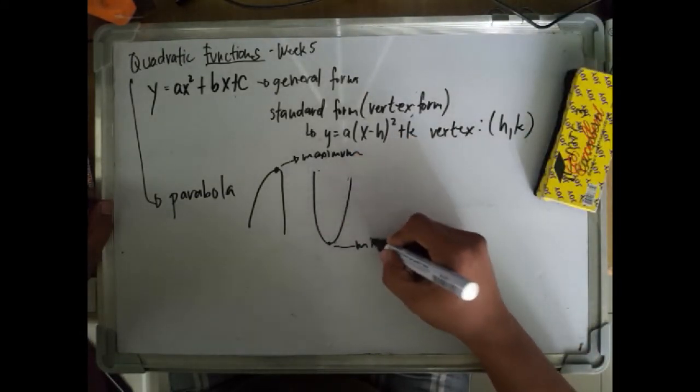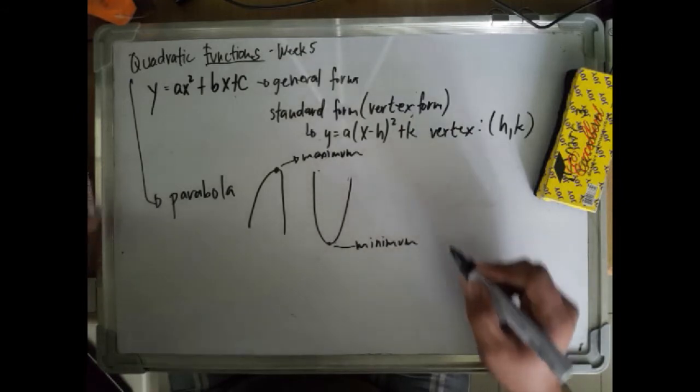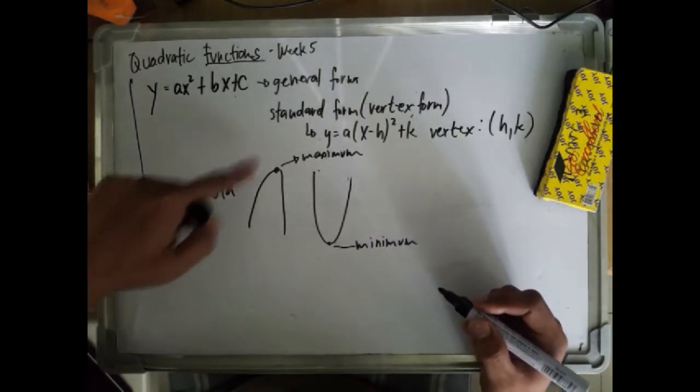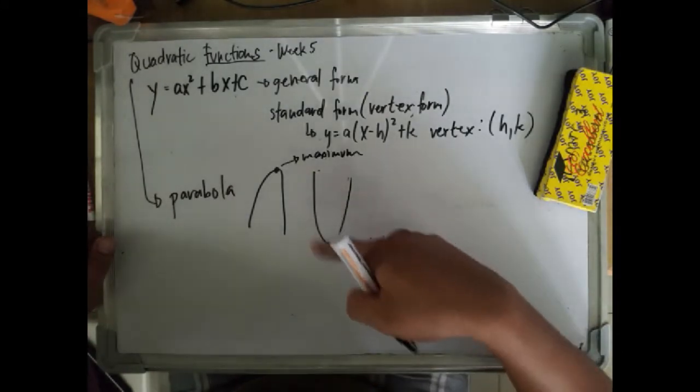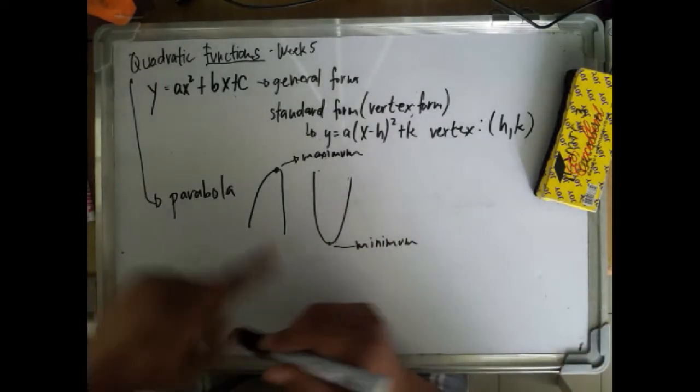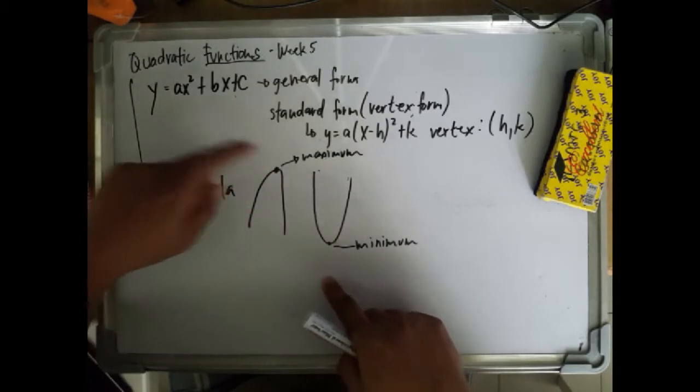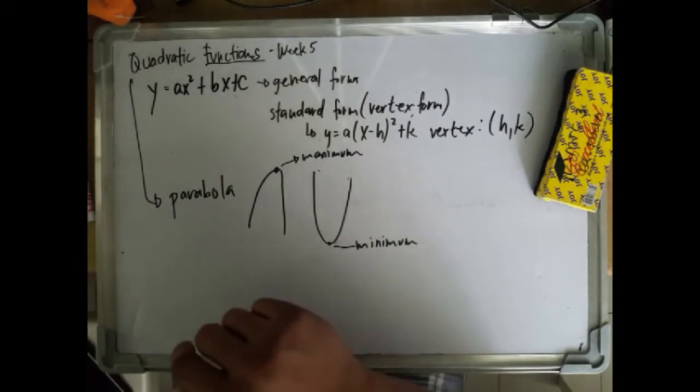Ito, minimum. So, yun yung vertex. So, kapag opening downward, yung pinakatuktok niya is the maximum and this is minimum kapag opening upward naman siya. So, yun yung tinatawag na vertex, yung dulo. Yung pinakamataas or yung pinakamababa ng isang graph.